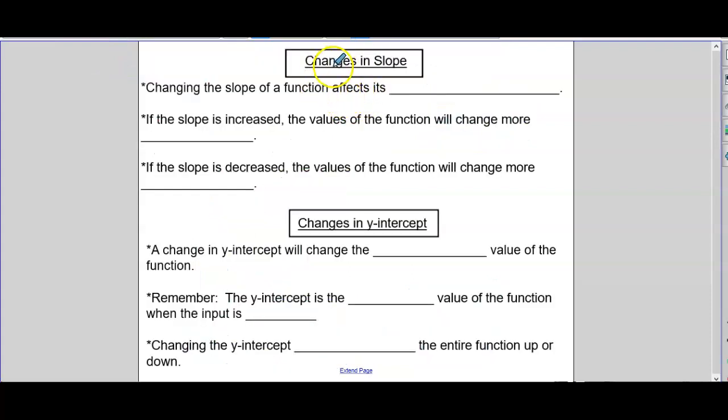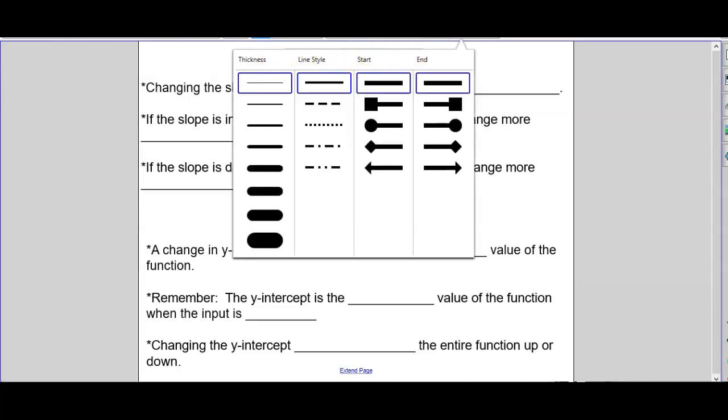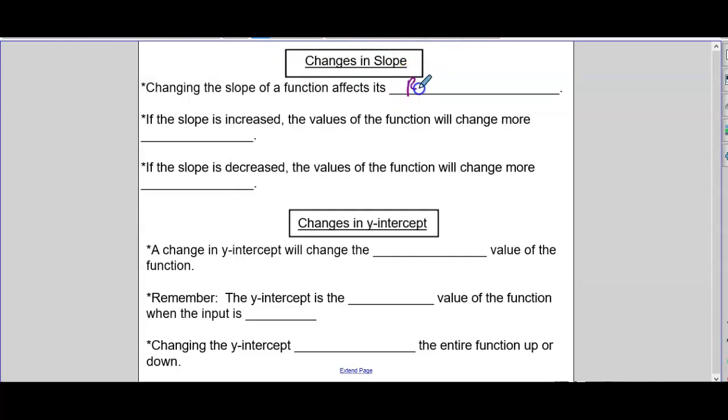All right, so let's really take a look in, and today we're really just thinking about how slope, changes in slope, and changes in our y-intercept affect our overall function, our overall relationship happening here with our x and y values, what that represents, and what that means. So if we think about changes in slope, a change in the slope of a function affects its rate of change.